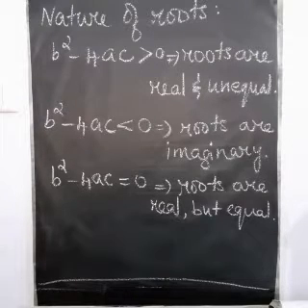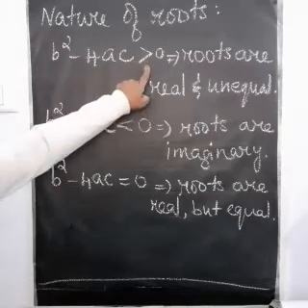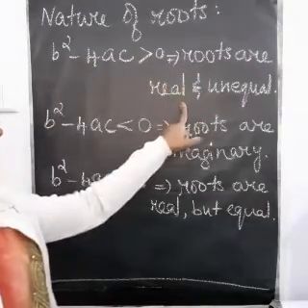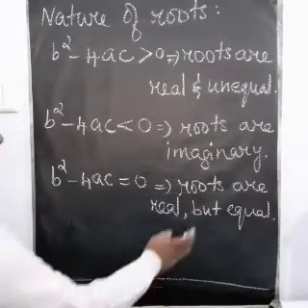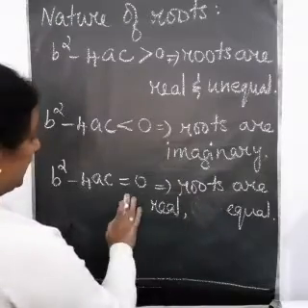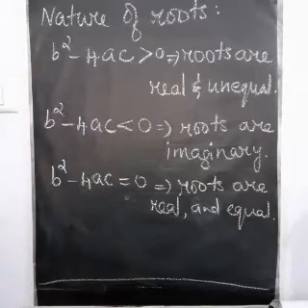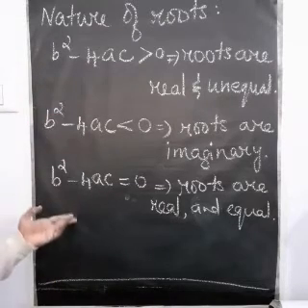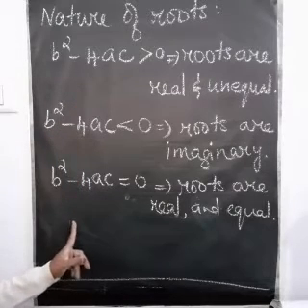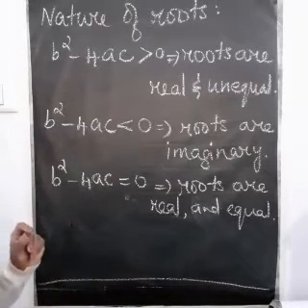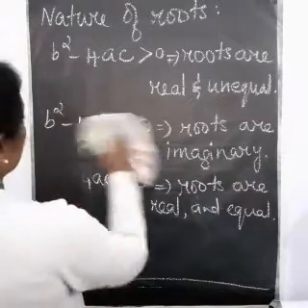Have you understood? So, b squared minus 4ac is known as the discriminant. If it is greater than 0, then roots are real and unequal. If it is less than 0, then roots are imaginary. And if it is equal to 0, then roots are real and equal. Have you got it? So, these three conditions will give the nature of roots. Now, using the nature of roots, we can solve sums to find unknown values. See, for example, let us do two sums.